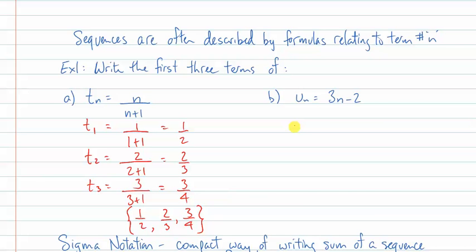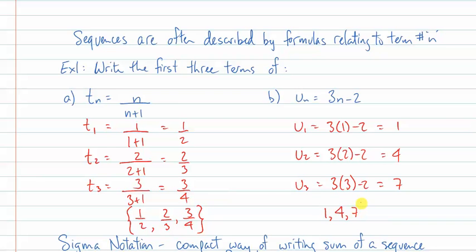Over here, u sub 1, 3 times 1 minus 2, or 1. U sub 2, 3 times 2 minus 2, or 4. And u sub 3, 3 times 3 minus 2, or 7. So this is the sequence 1, 4, 7 with the set notation bracket. That's how to work with the formulas.